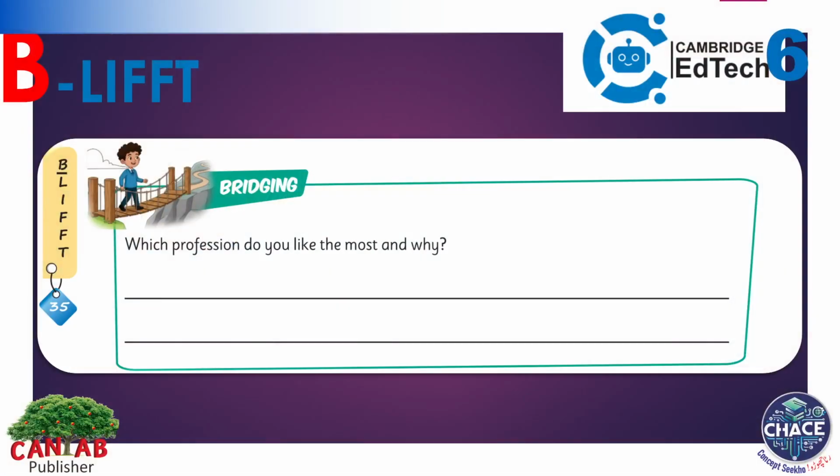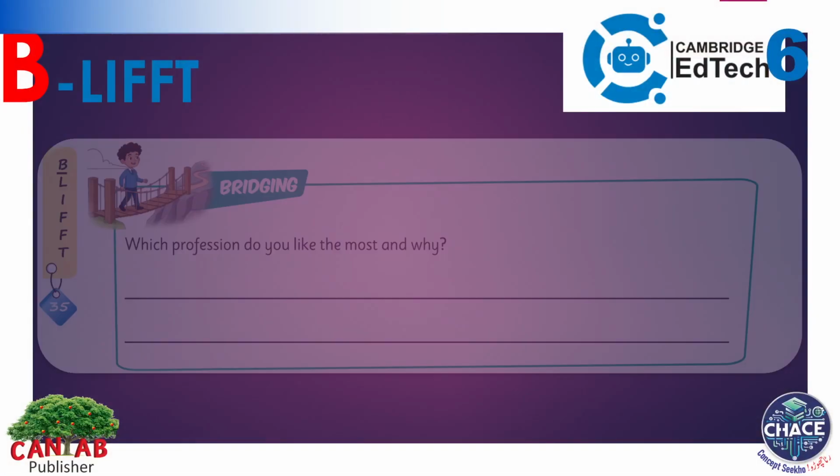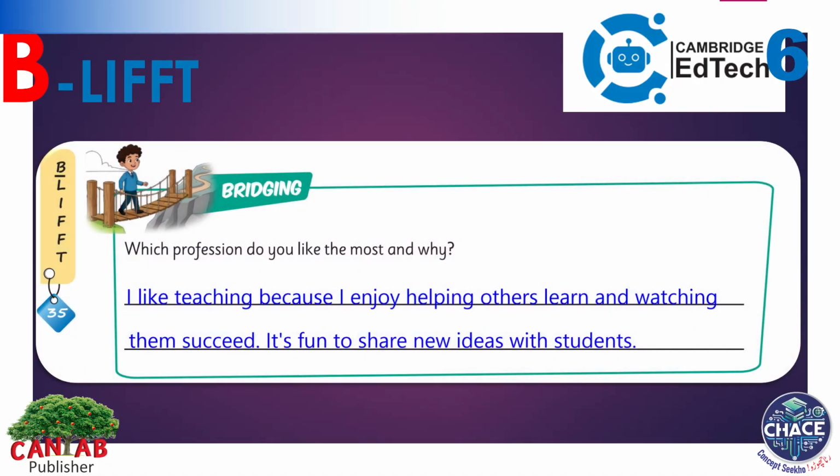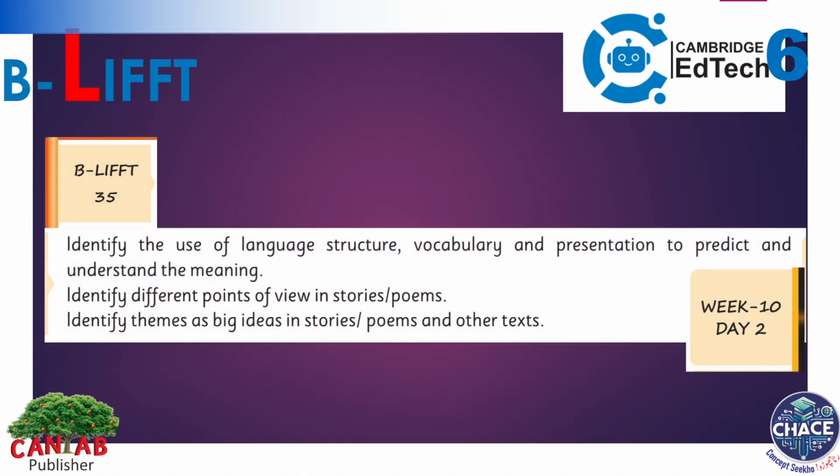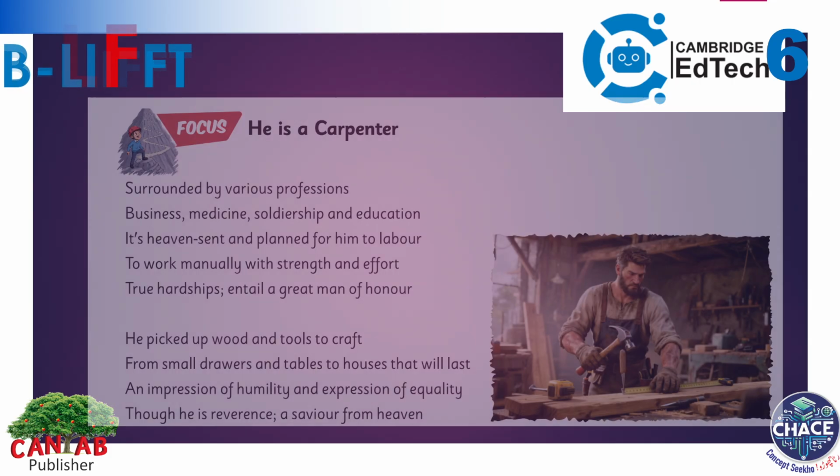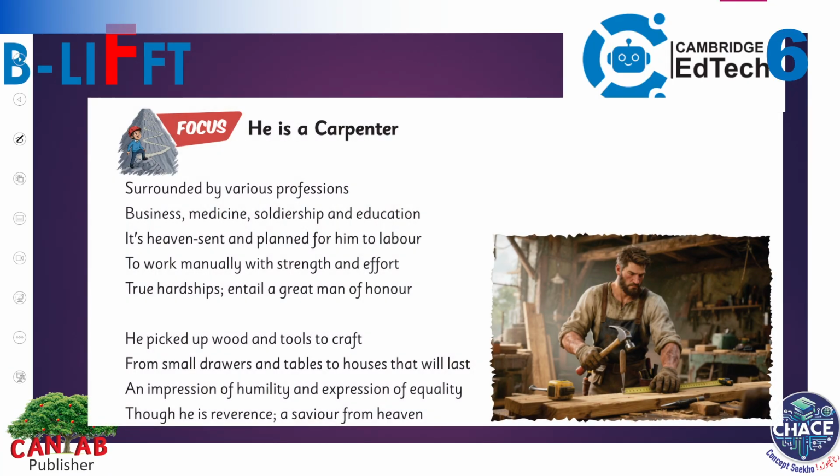Let's see. We have bridging here and here is the answer of that bridging. I hope you have solved it. And we have BLIFT number 35. Identify the use of language structure, vocabulary, presentation to predict and understand the meaning. Then the second thing which we have is points of view in stories or poems. Then lastly, identify the theme as big idea in poem and other texts. Let's read the poem first.